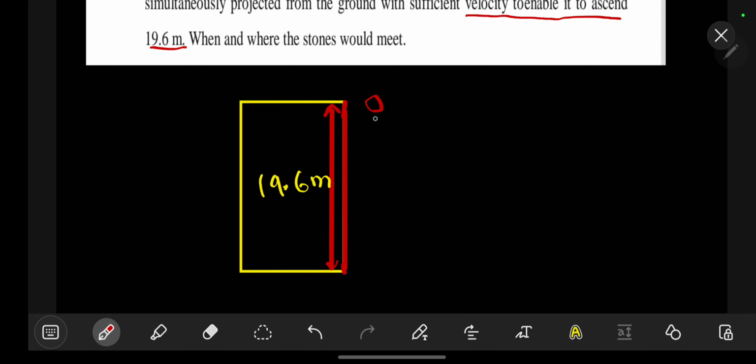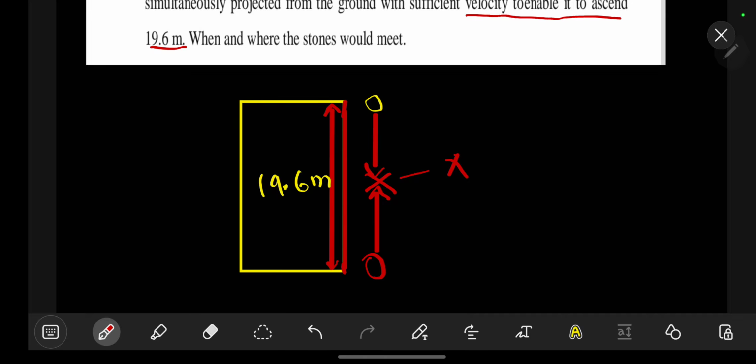One is dropped from this height, another one, so let's say they go like that. Let's say they meet at this point. Then another stone is pushed up from the ground. Then let's say that they collide at the point which we can call X.